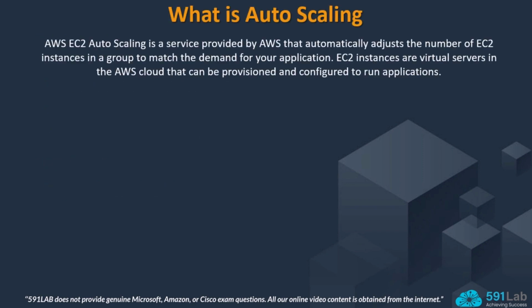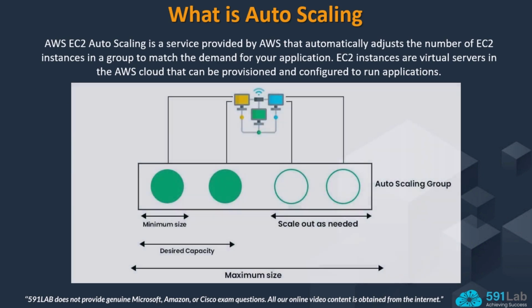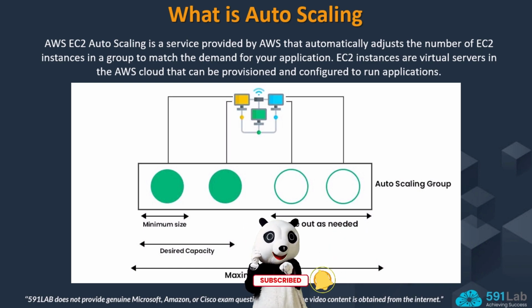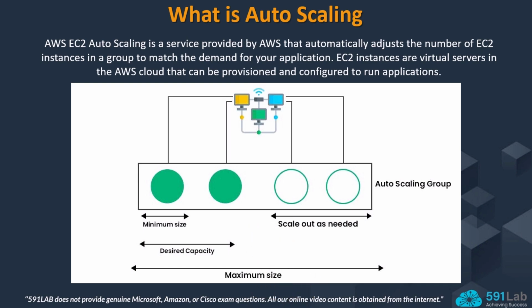So, what is Auto Scaling? Auto Scaling is a service provided by AWS that automatically adjusts the number of EC2 instances in a group to match the demand of your application. EC2 instances are virtual servers in the AWS cloud that can be provisioned and configured to run applications. Auto Scaling helps ensure that you have the right number of instances available to handle the load on your application, whether the demand increases or decreases.